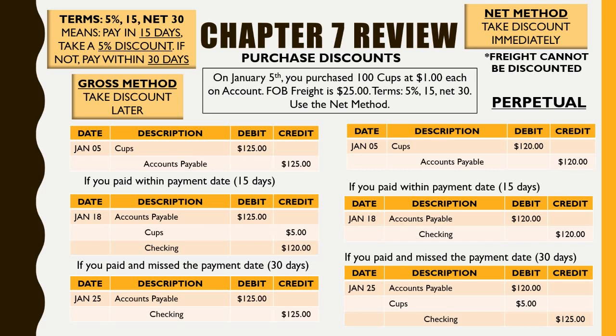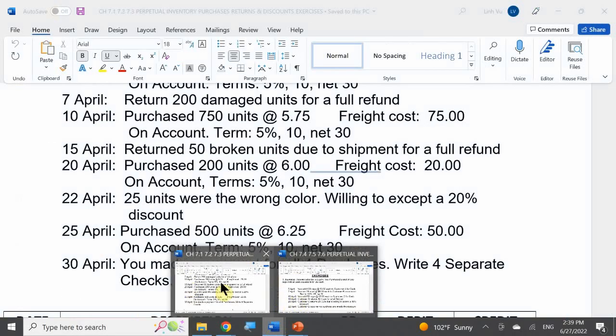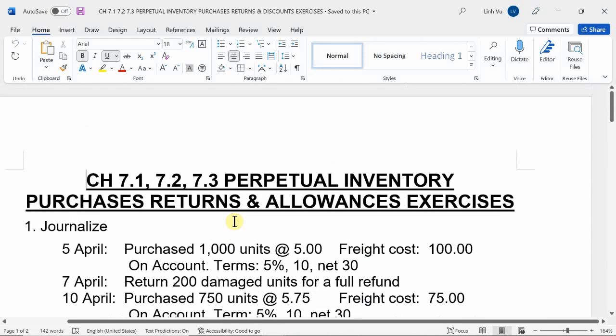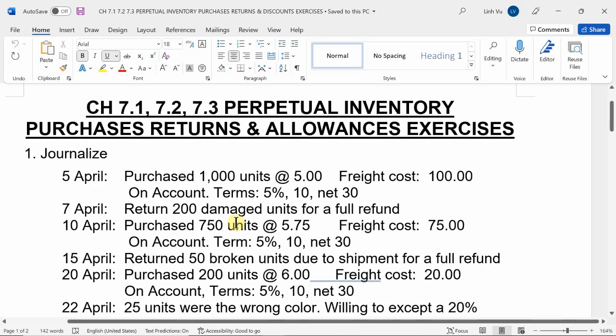Okay, so same ideas, only difference is how you are journalizing it. So let's go quickly over the exercise today, for chapter 7.1 all the way to 7.3: perpetual inventory, returns and allowances, and discounts.